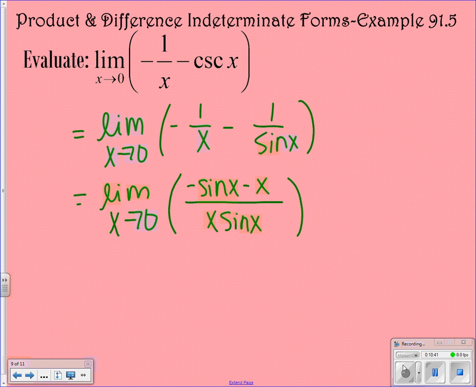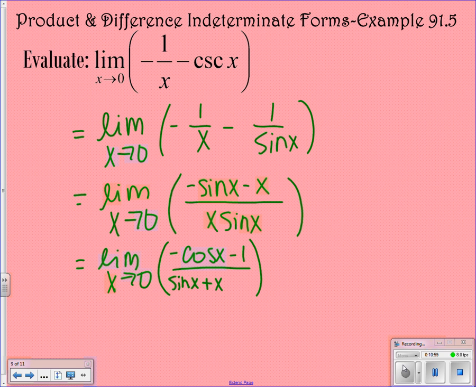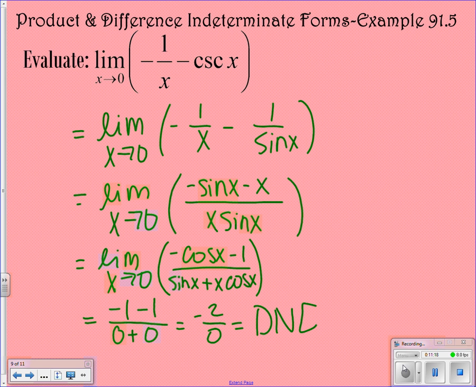All right, so if you plug in your 0 for your x's, you get 0 over 0. So we're going to take the derivative, and we're going to have negative cosine of x minus 1. And then we've got to use the product rule. So the derivative of x is 1 times sine x. And then x times the derivative of sine is cosine. And so if we plug in 0, we're going to have negative 1 minus 1. And then 0 plus 0, which is negative 2 over 0, which does not exist.